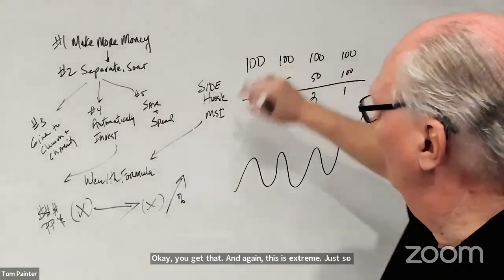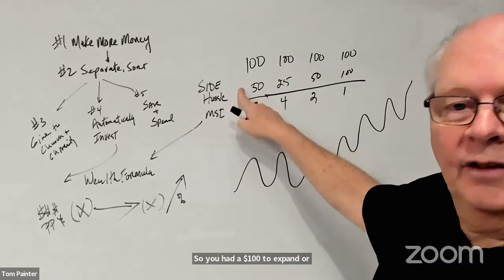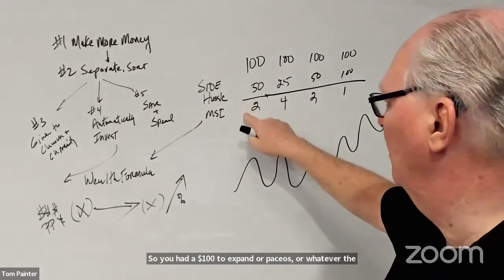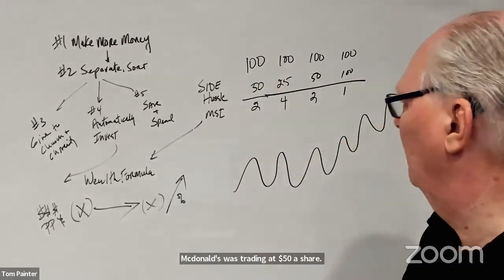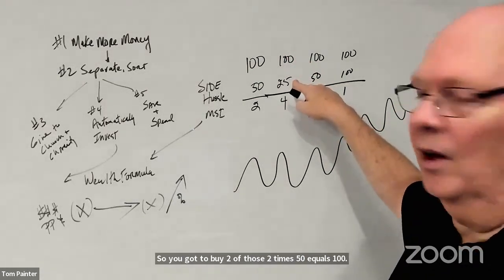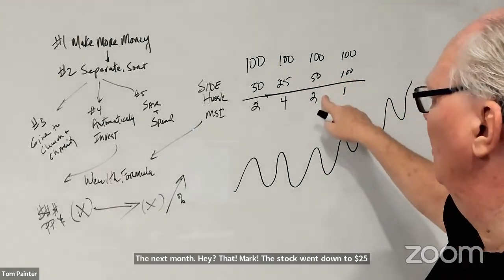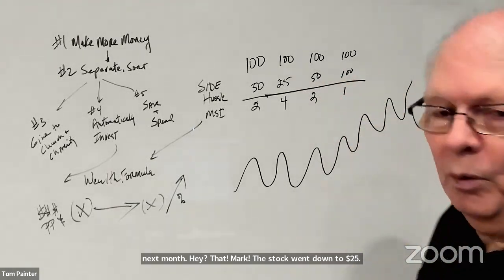So you had $100 to expend, or pesos or whatever. McDonald's was trading at $50 a share, so you got to buy 2 of those. 2 times 50 equals 100. The next month, the stock went down to $25. You got to buy 4 shares. It went back to 50. You got to buy 2 shares. It went to 100, so you can only buy 1 share.